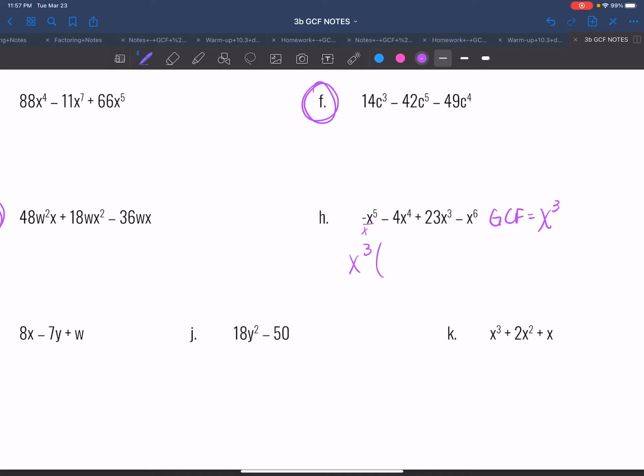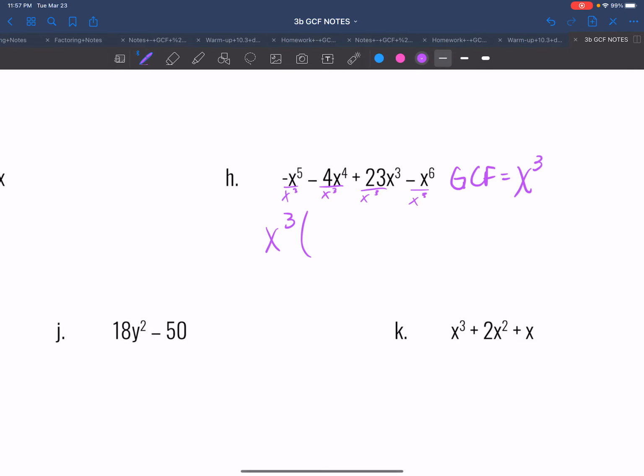And then you don't have to write this division part every time, but I think it's a good visual to make sure we do the quotient rule properly. So the first term that remains here would be negative x squared. And then minus 4x. There would be 1x left over there. Here, 23x to the 3rd over x to the 3rd. That leaves you with 23. And then minus x to the 3rd.